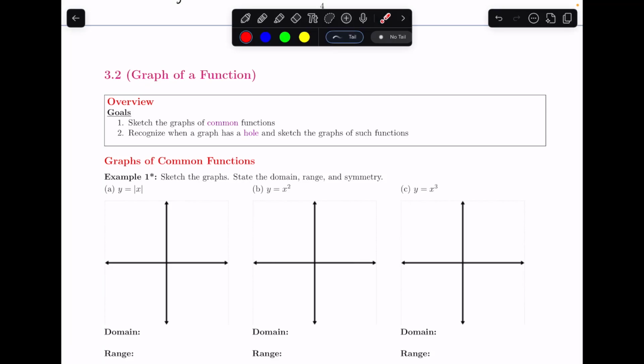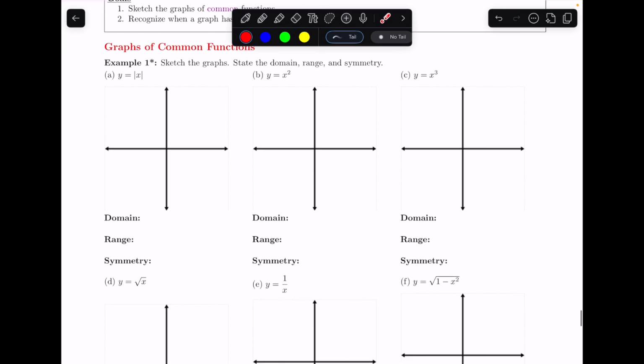In this video, we are going to start our section on the graph of a function. So our goals are to sketch the graphs of common functions and to recognize when a graph has a hole, and how do we sketch the graphs of functions with holes. So in this video, we are going to introduce the graphs of some common functions.